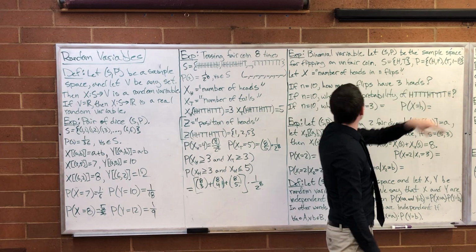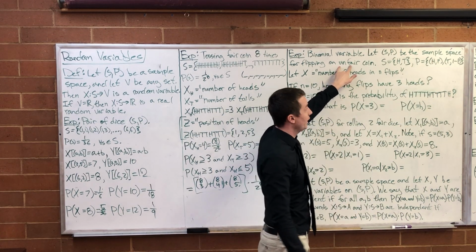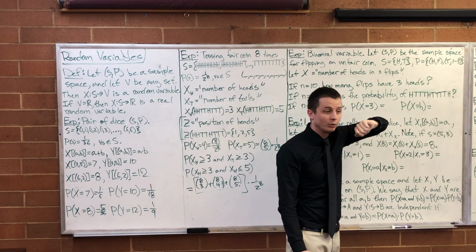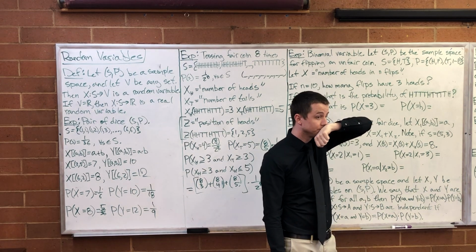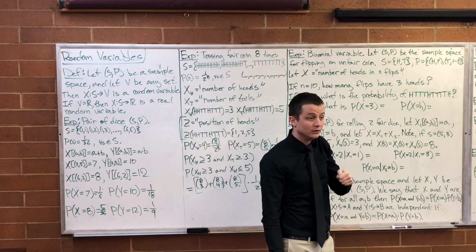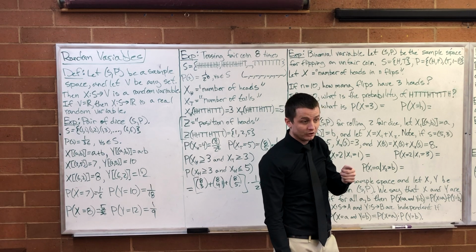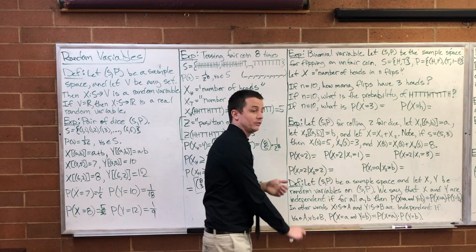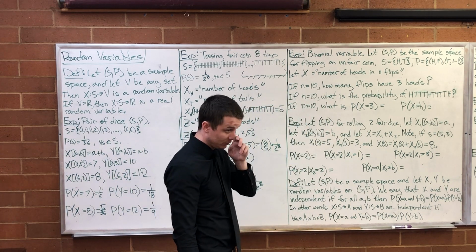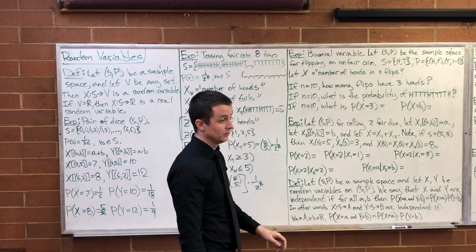So let S_B be the sample space for flipping an unfair coin. What does it mean for the coin to be unfair? That means it's not 50-50. It might be a 75% chance I flip heads and only a 25% chance I flip tails. This is where you have p and then 1 minus p.